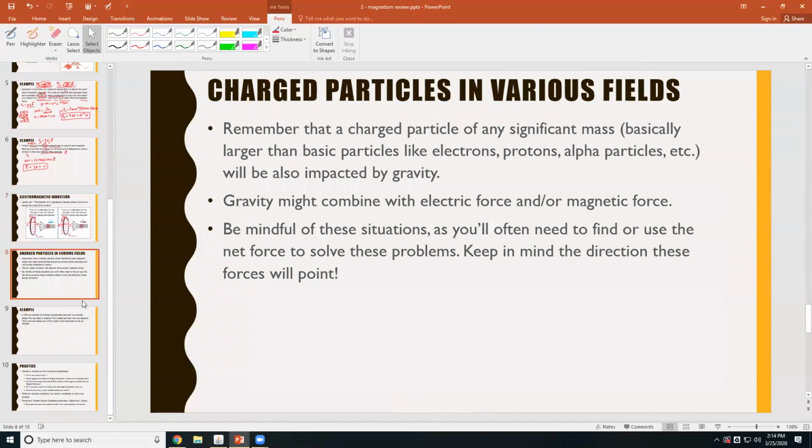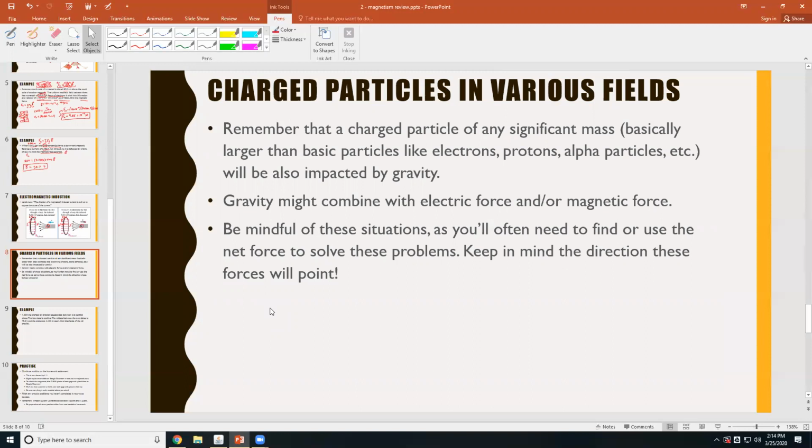We're almost done. Charged particles in various fields. What I want you to remember is that a charged particle of any significant mass, so basically anything larger than basic particles like electrons, protons, alpha particles, etc., they're also going to be impacted by gravity, right? If you're just dealing with an electron or just dealing with a proton, you don't have to worry about gravity because gravity's influence on those very, very small particles isn't really going to matter.